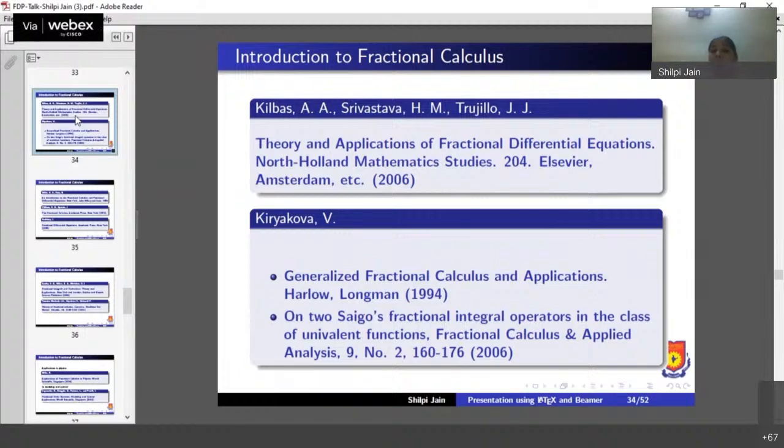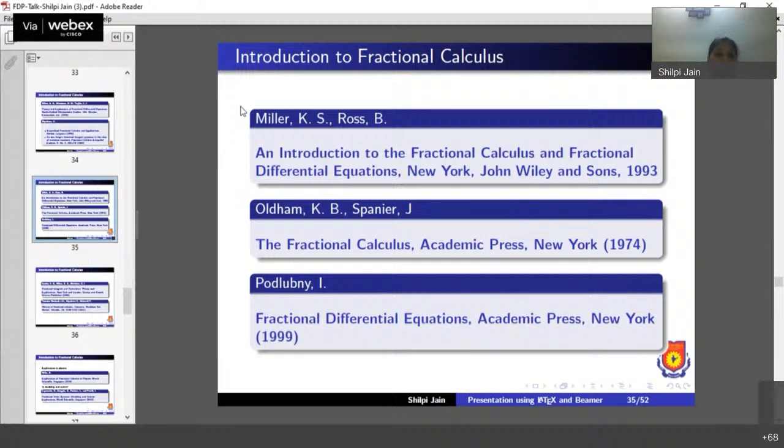Another work by Kiryakova, published in 1994, based on generalized fractional calculus and applications, Harlow, Longman. Another paper was published on the Saigo fractional integral operator in the class of univalent functions, Fractional Calculus and Applied Analysis, in 2006. These are very important papers regarding applications of the function. Another, published in 1993 by Miller K.S. and Ross B., An Introduction to the Fractional Calculus and Fractional Differential Equations, New York, John Wiley and Sons.